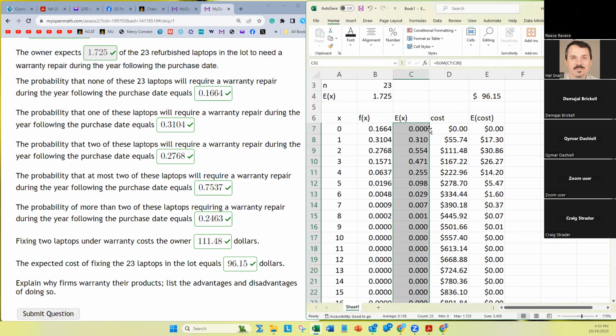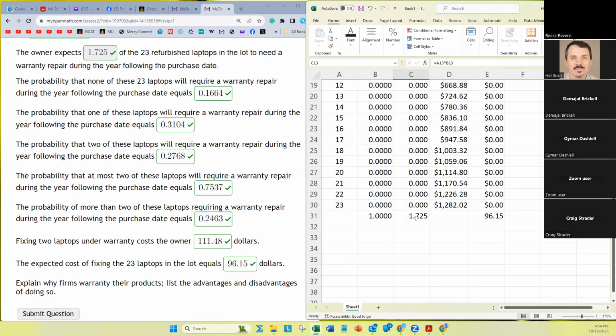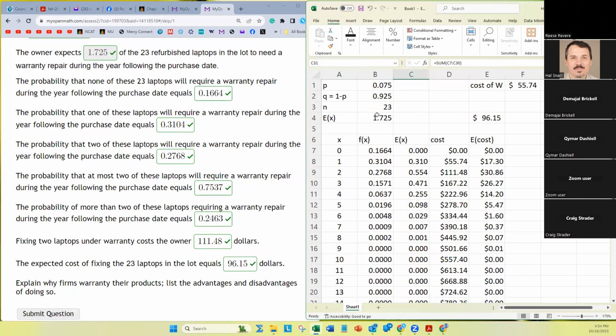See that? So I can get the expected number of laptops needing warranty work by multiplying the X times the probability, right? X times the probability all the way down. And then I can sum 24 values. So that's my expected number of warranties.